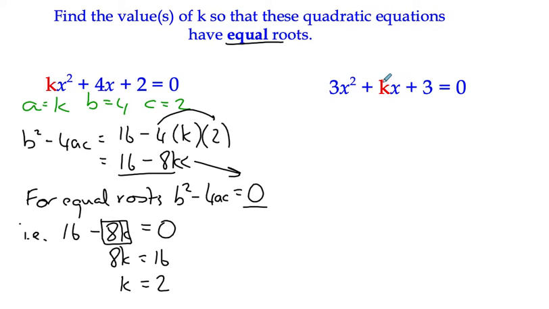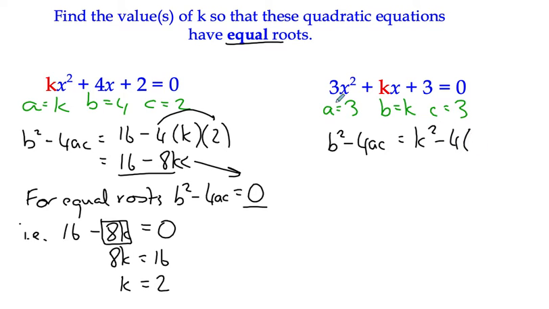You notice that k is in the coefficient of the x term this time. So if we write down a is equal to 3, b is equal to k, and c is equal to 3, then we can say, we're checking the discriminant, b squared minus 4ac, and that is equal to, well, we've got k squared minus 4 times 3 times 3. Okay, so we've got k squared minus 4 3s are 12, and times 3 is 36.